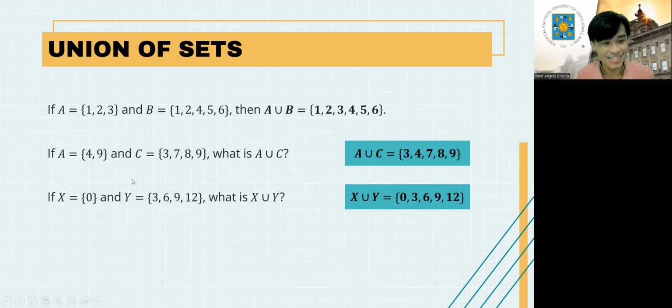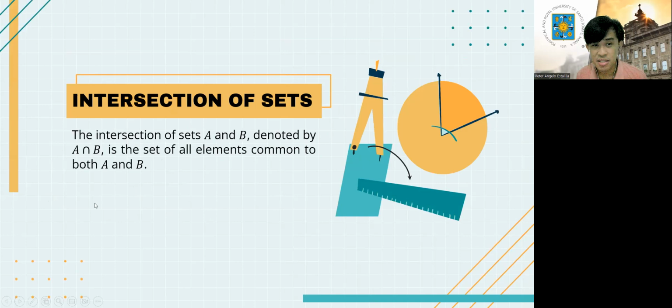Ayan, thank you. Sige. Last one, intersection of sets. When we say intersection, so the intersection of sets A and B denoted by A, and this one parang baliktad na U, B is the set of all elements common to both A and B. So kung dun kay union, pinagsama lang natin, hindi kailangan common, basta existing siya in either sets, kay intersection, kailangan common siya to both sets.